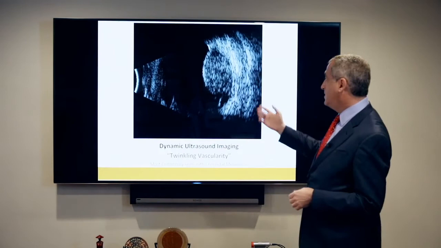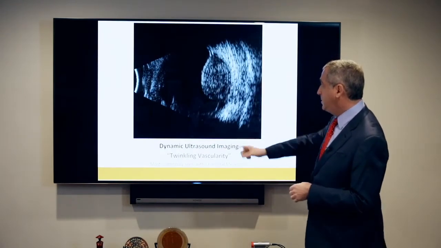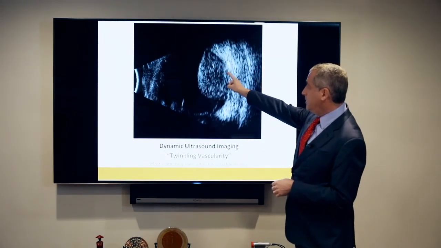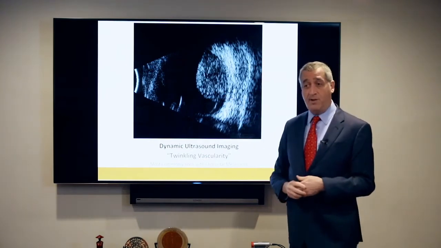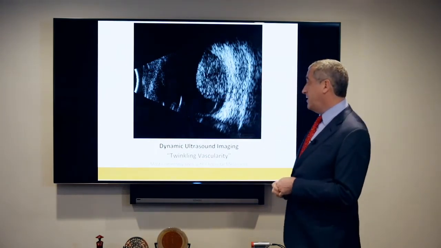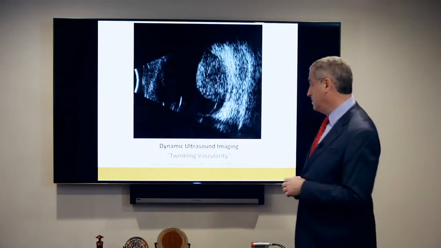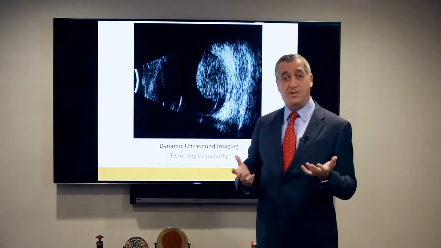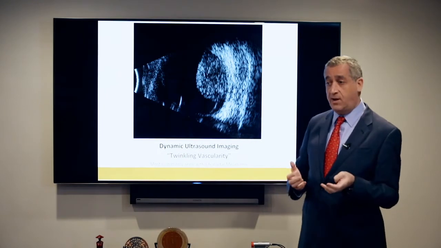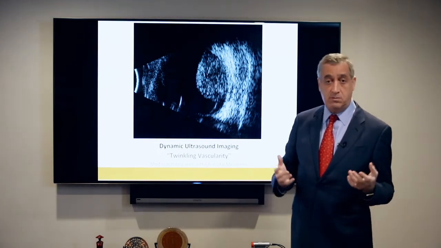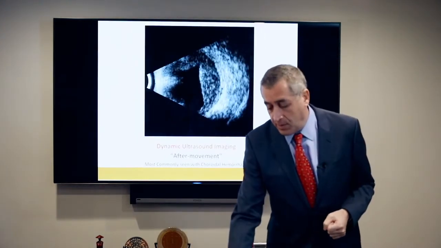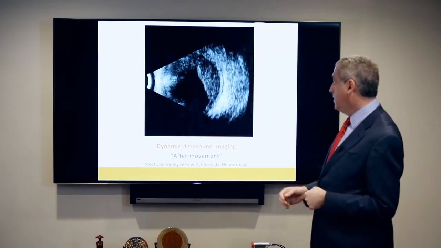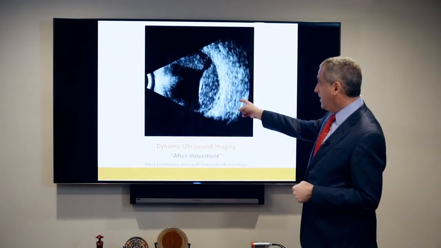We have dynamic ultrasound imaging. Can you see the twinkling inside the tumor? That's blood flow. Sort of like a Doppler, but without the color. And seeing that twinkling helps us distinguish between tumors that have internal vascularity and ones that don't. I'll show you an example of one that doesn't. There's no twinkling there.